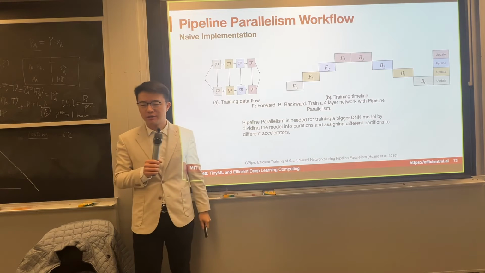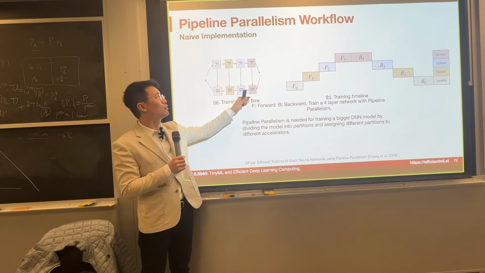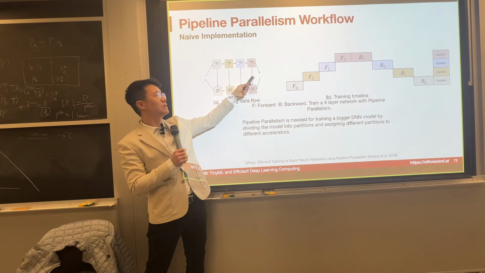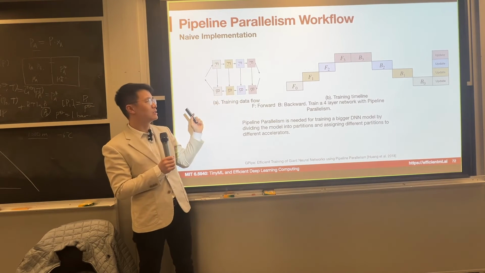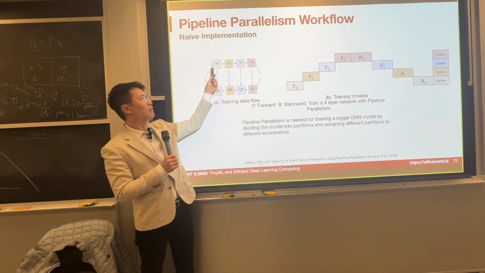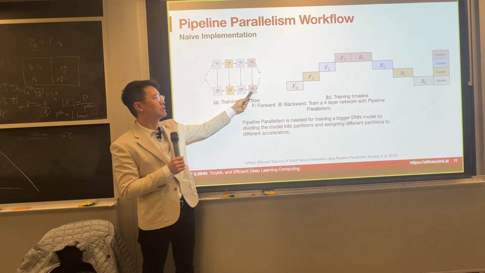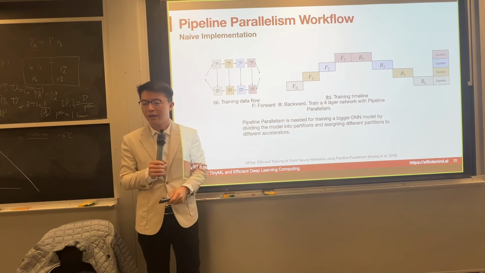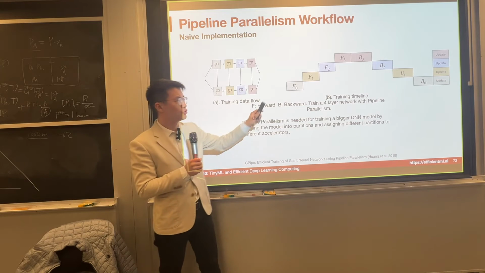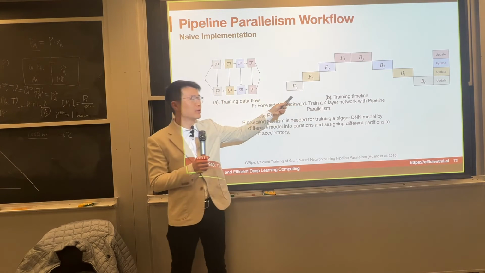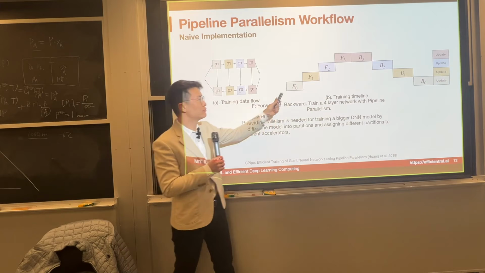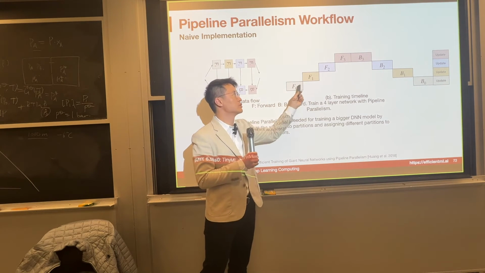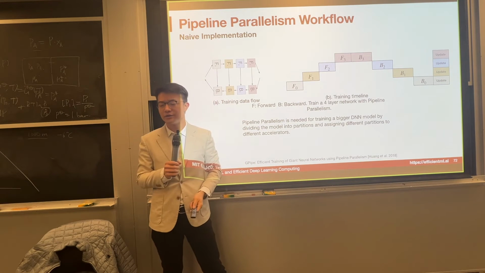So in pipeline parallelism, this is the training data flow. You start with layer 0, layer 1, the forward pass, and then you do the backward pass. This is the training data flow: F0, 1, 2, 3, and then B3, 2, 1, 0. If we do pipeline parallelism, we can show the naive implementation on the right, where F means forward, B means backward, and 0, 1, 2, 3 mean layer 0, 1, 2, 3.